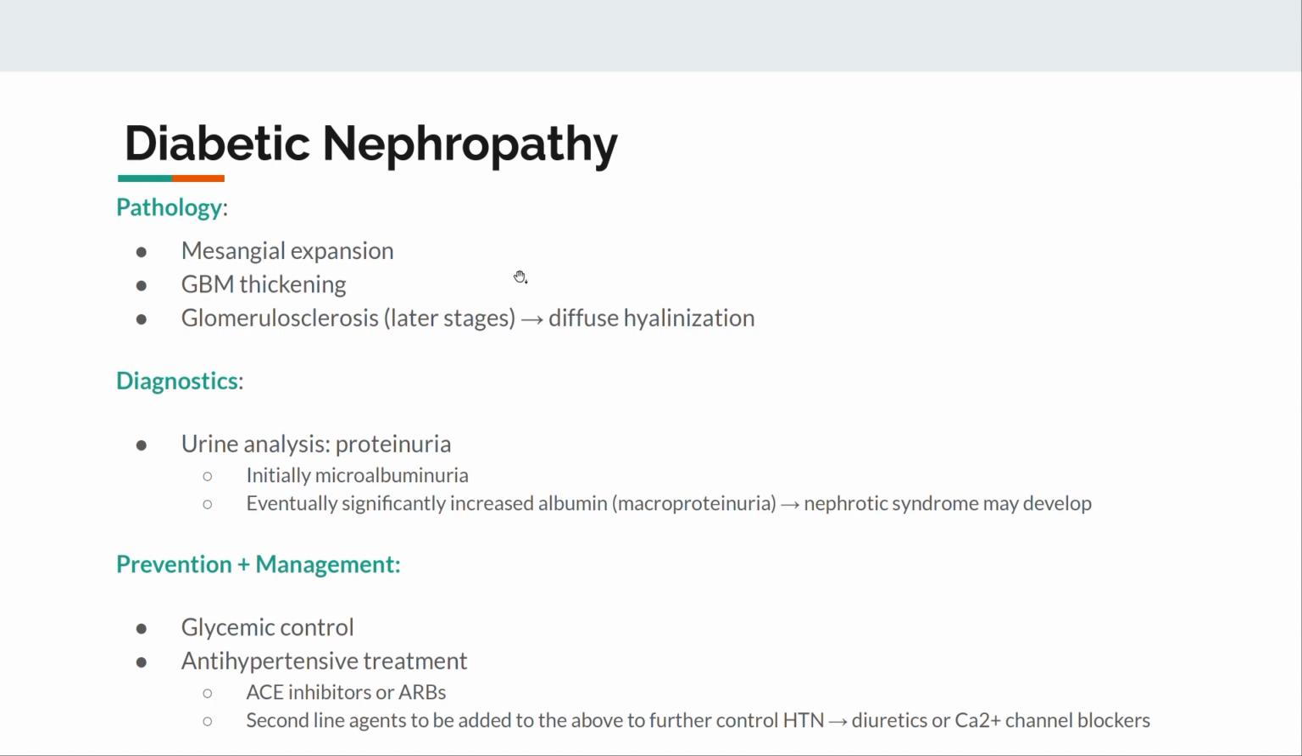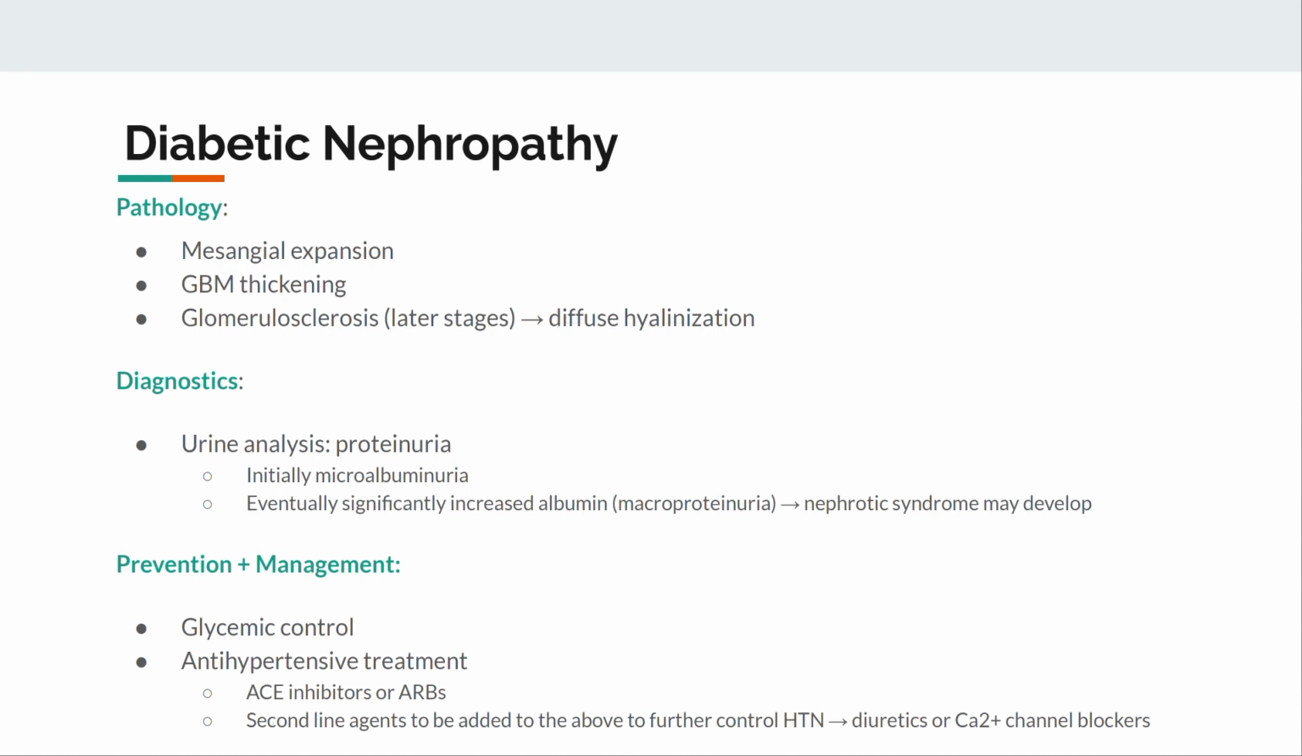The process, I guess the word that you should know is mesangial expansion, with thickening of the basement membrane, followed by glomerulosclerosis. The best thing to look at is the protein in the urine, which I'll talk about at the very end of this lecture. But essentially, there's a thing called albumin creatinine ratio, which tells you how much albumin is in the urine. And initially, there'll just be intermittent microalbuminuria.